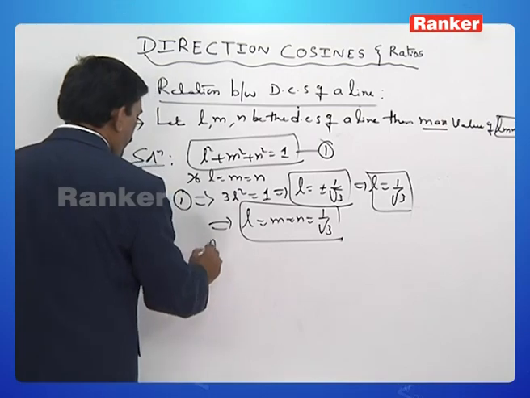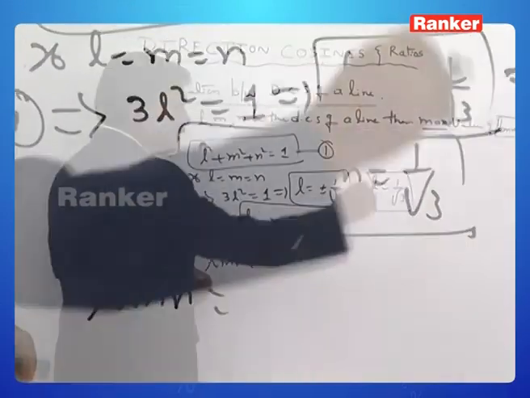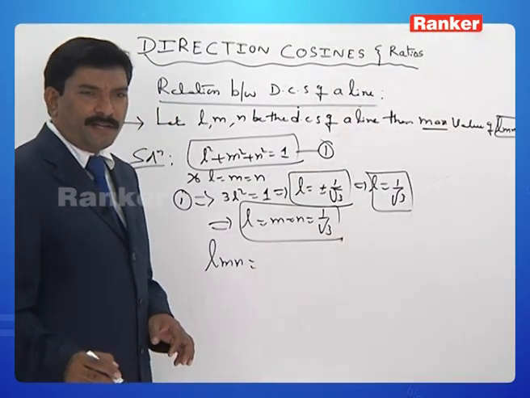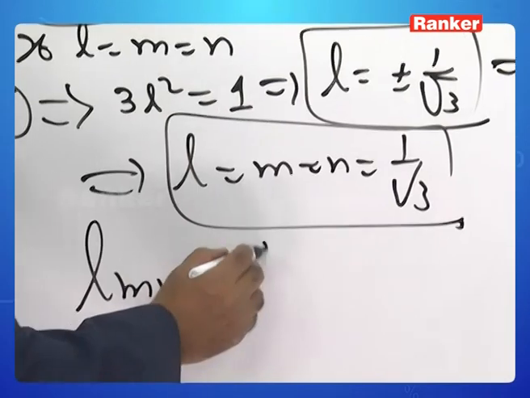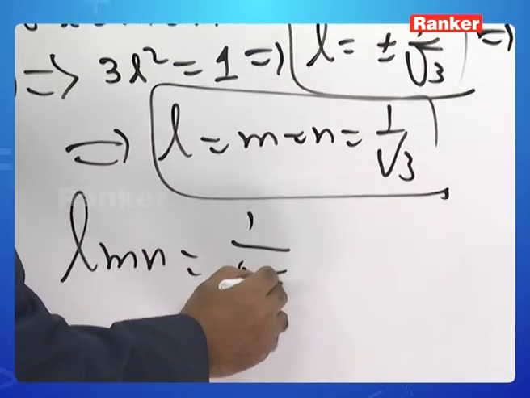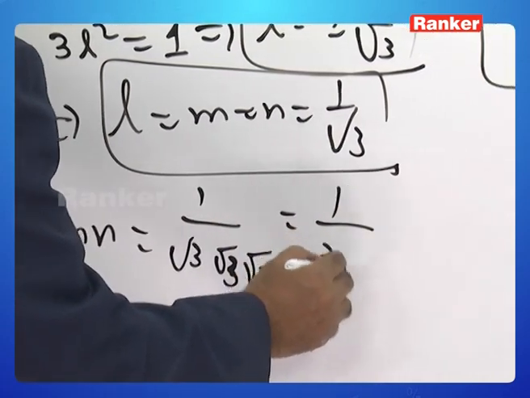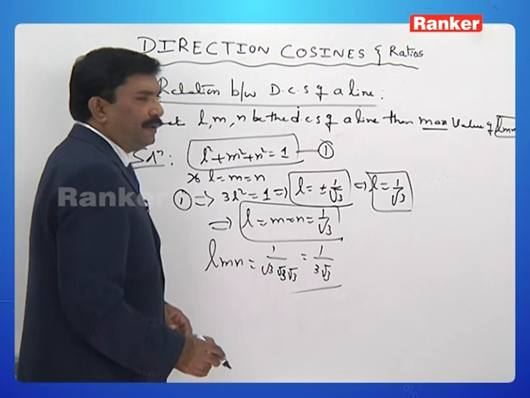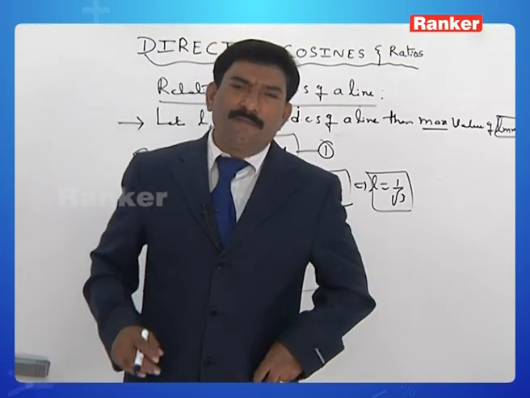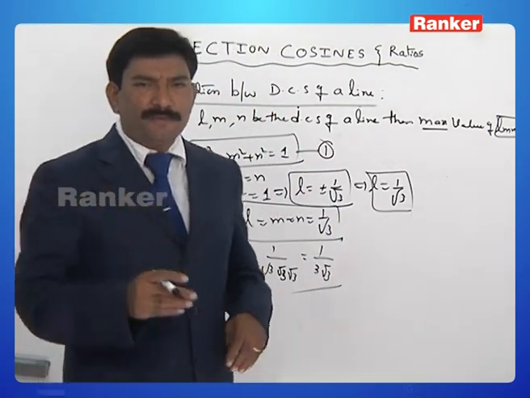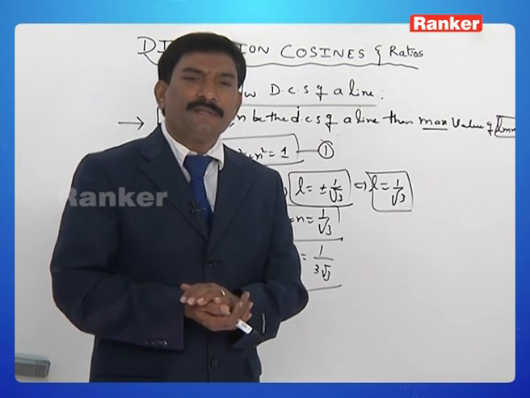I want to find out the maximum value of the element. Therefore, this becomes 1 by root 3, it's a root 3, it's a root 3. Therefore, this becomes 1 by 3 root 3. So, therefore, the maximum value of the element is 1 by 3 root 3.